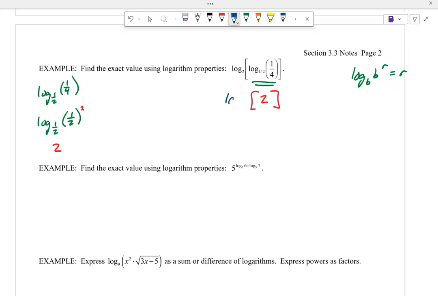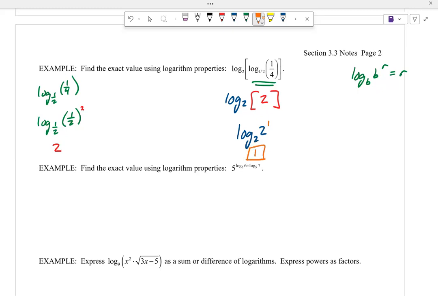So this inside has become 2. So now what I'm solving is log base 2 of 2. So what is log base 2 of 2? Log base 2 of 2 to what power is that? Well, it's a power of 1. So log base 2 of 2 to the 1 is just 1.